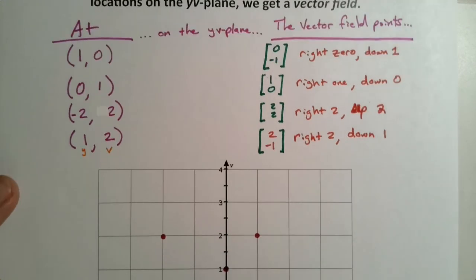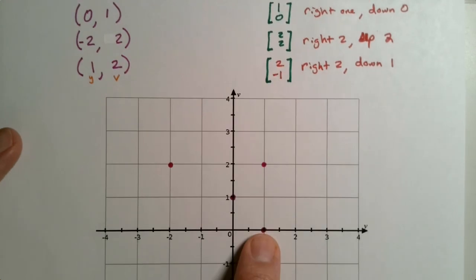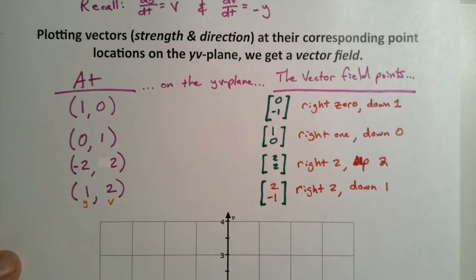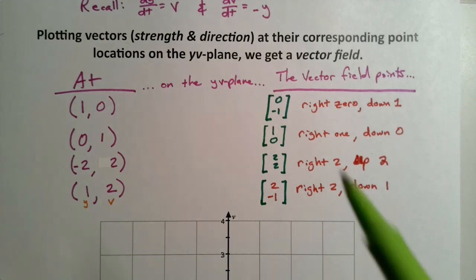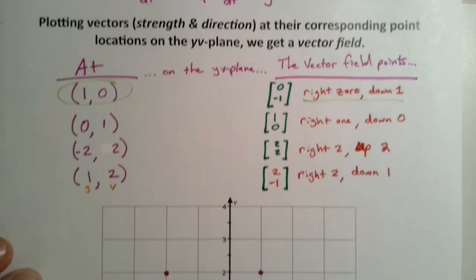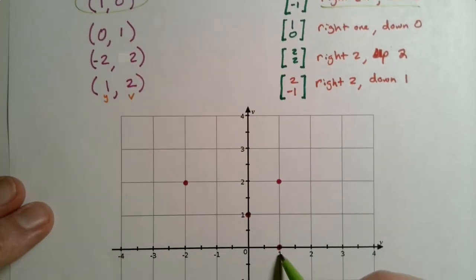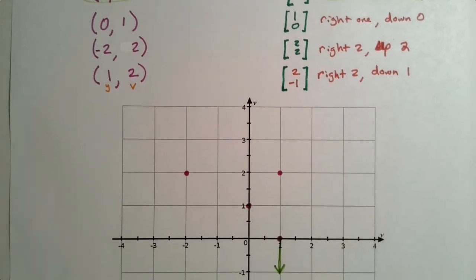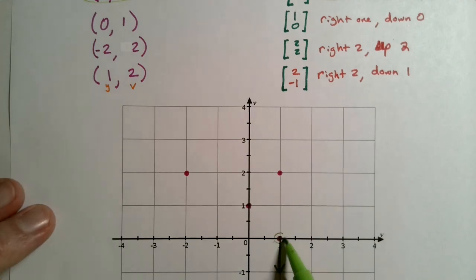So for this first one, for this guy right here, it's saying go right 0, down 1. And so I'm going to use some color coding here. And so I'm going to say that's this point. It's saying go right 0, down 1. And so right 0, down 1 means that I would have a vector field value pointing down 1 like that from that point. That's what it's telling us to do from this point right here.